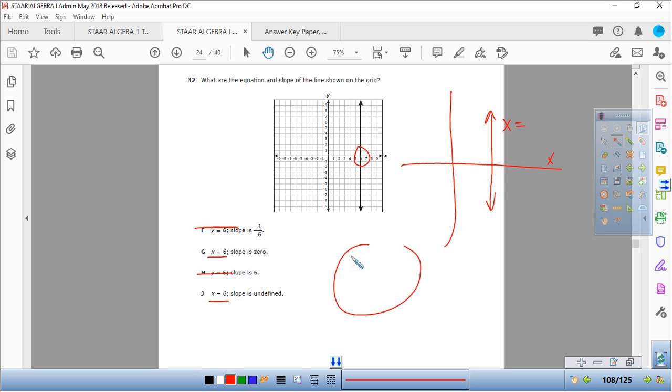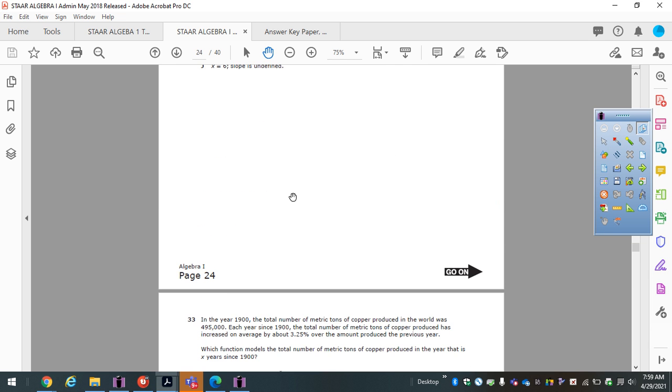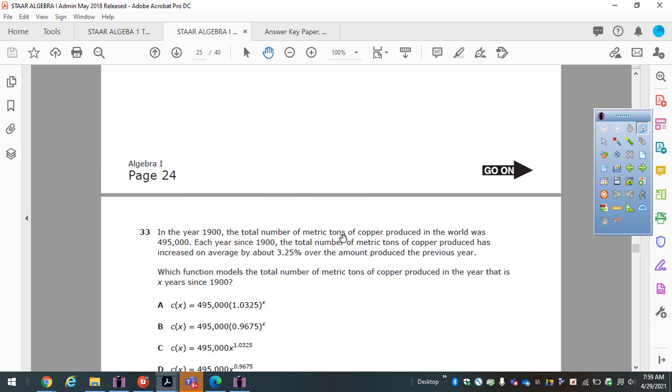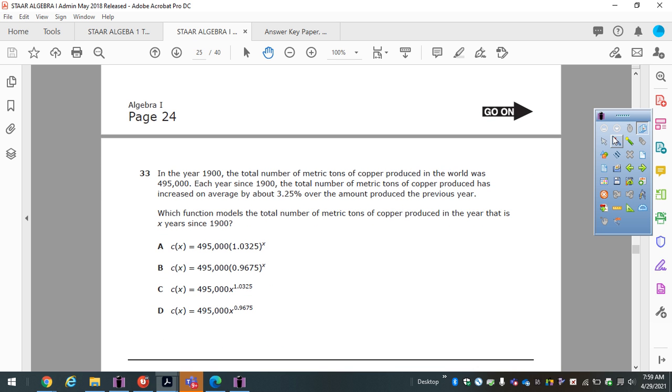Now you've got to measure slope: positive, negative, undefined, or zero slope. This one's undefined, right? So the slope is not zero, it's undefined. Cool? Or Mr. Slopey right here. You've got to remember that guy. He's going to help you out several times through this test. Okay, so let's look at this one real quick.